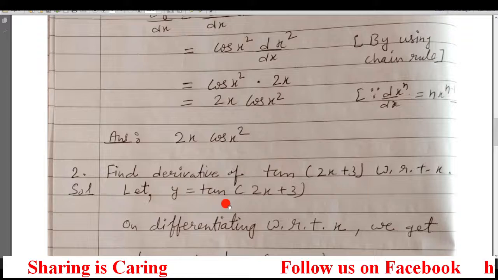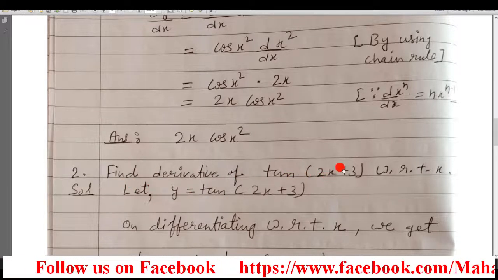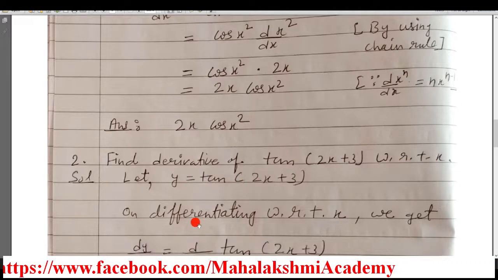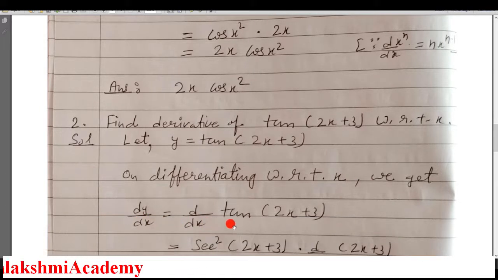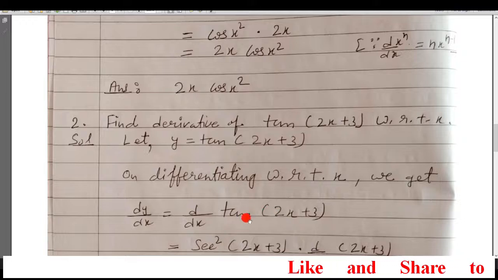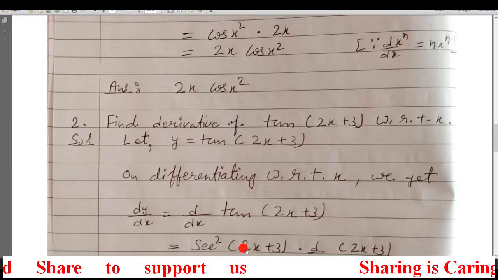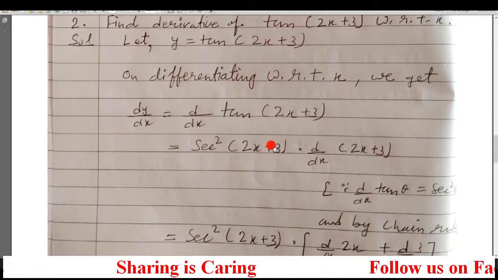Now we'll see the next question of the exercise. Find the derivative of tan bracket 2x plus 3 with respect to x. So we'll assume it as y. Then on differentiating with respect to x we get, I applied the derivative symbol on both sides. Now we have to differentiate it. So first we'll assume it as tan theta. What is the formula for the differentiation of tan theta? The formula is sec square theta. So I wrote here sec square 2x plus 3.